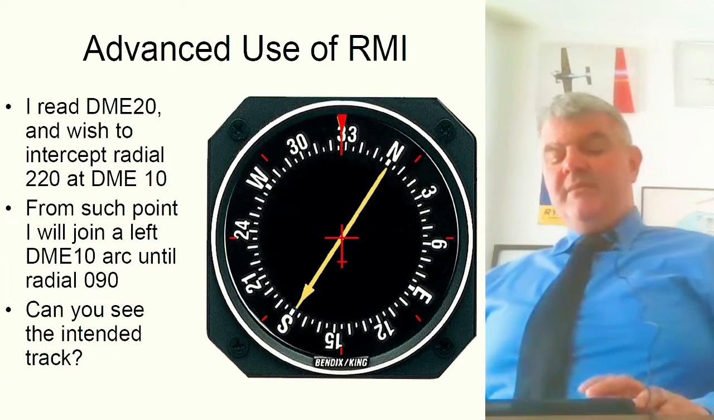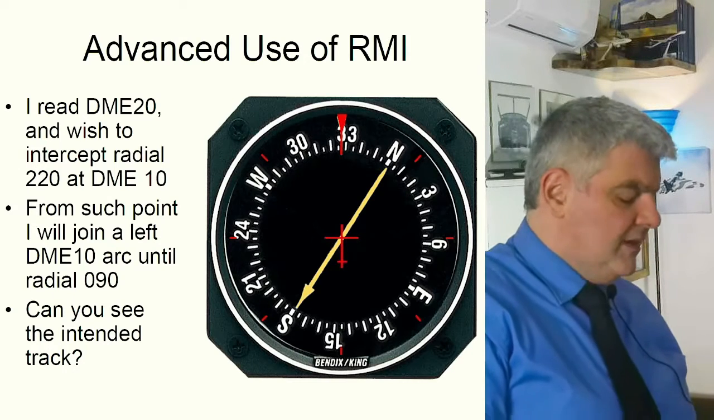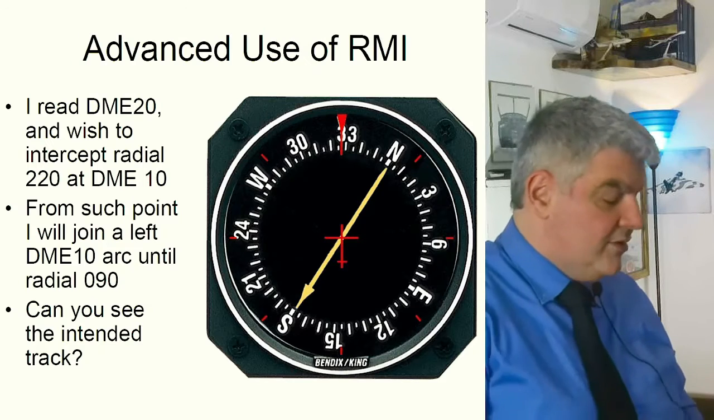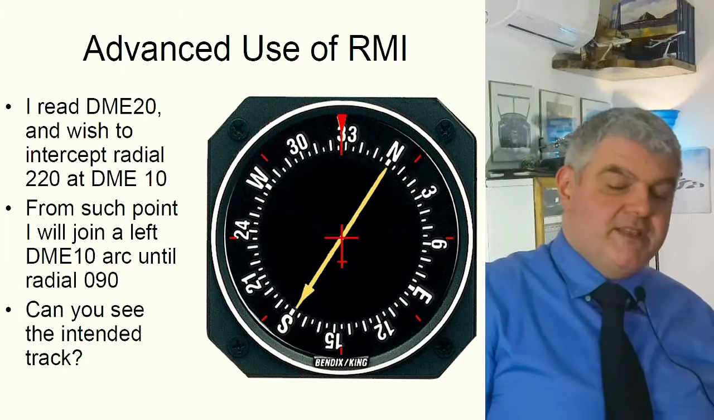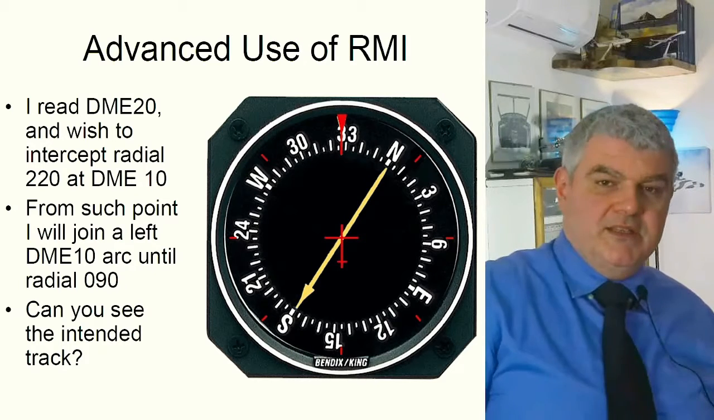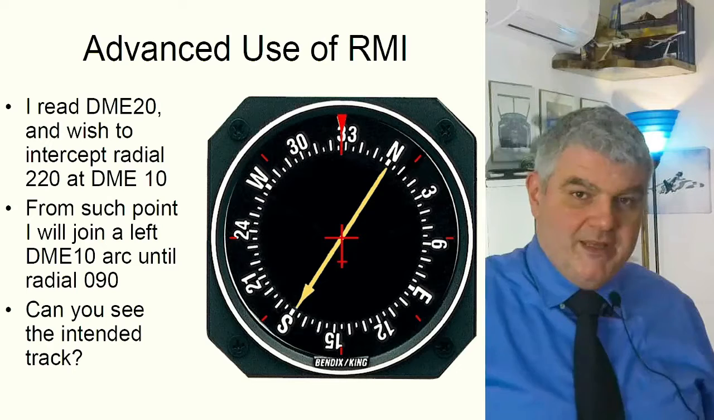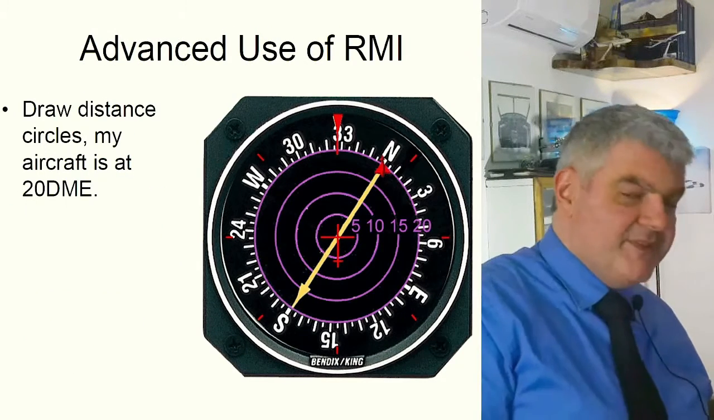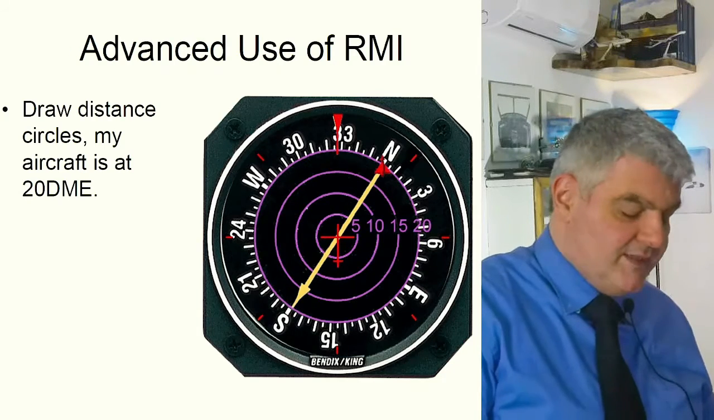Just to make another example, I'm giving you another exercise, okay? Numbers are there, and I'm requesting that you intercept the radial 220 at 10 DME, and then I ask you to fly a DME arc. It's not written there, but I could tell you why not. Once I reach this radial 090, turning left and starting an approach procedure to the airport where the VOR is located, okay? In the next slide, I'm placing some circles just to visualize the distance.